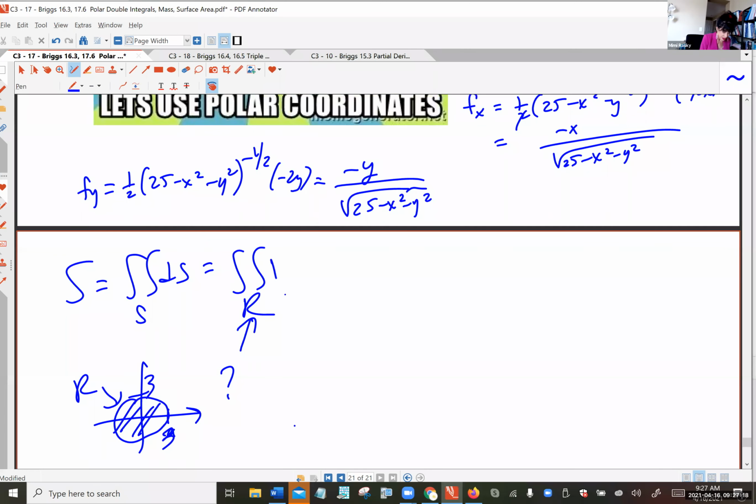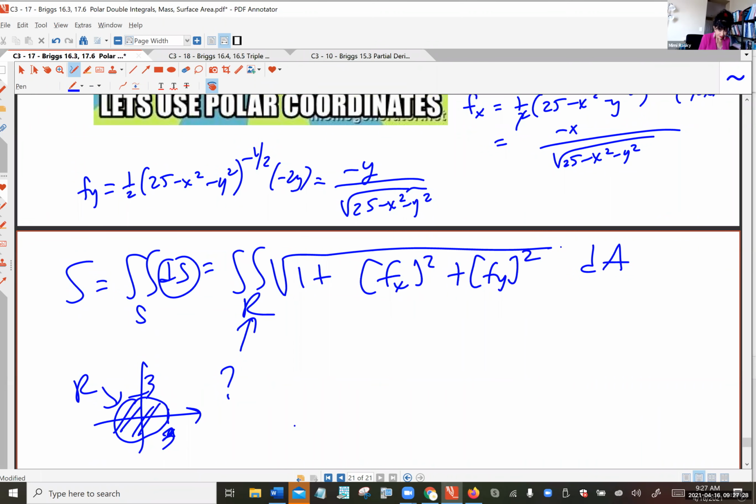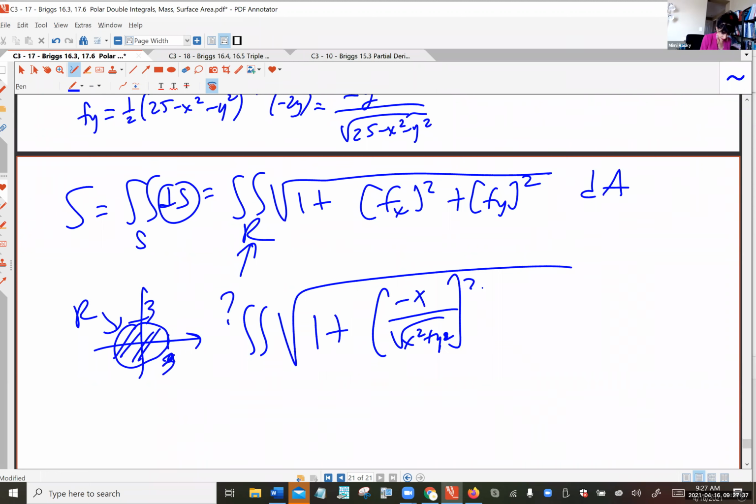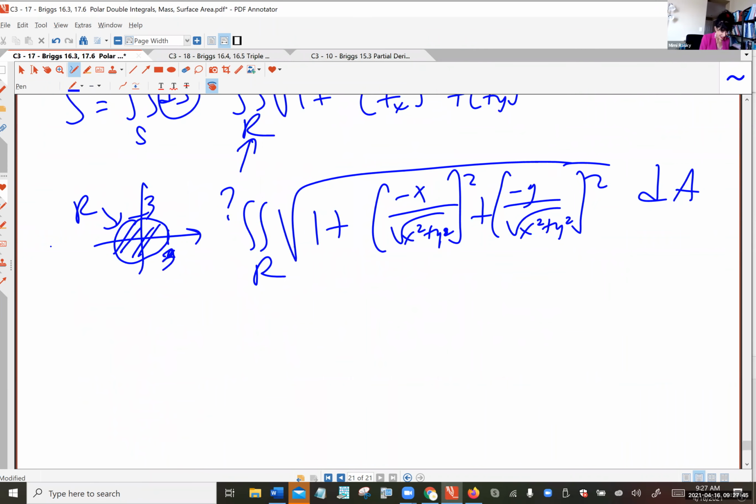So the surface area element, remember, is this big old radical dA. I know. It's getting bad, isn't it? Yeah, I know. Now what? Try integrating that. But I don't want to.